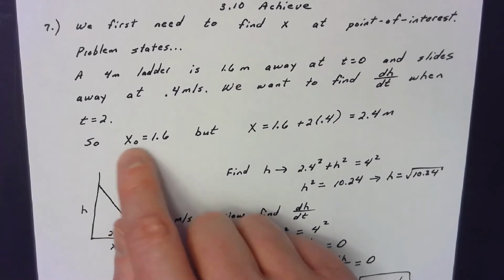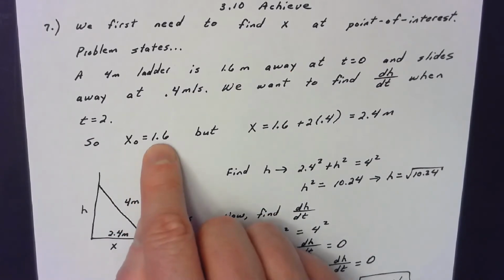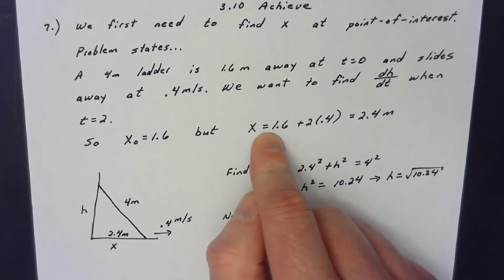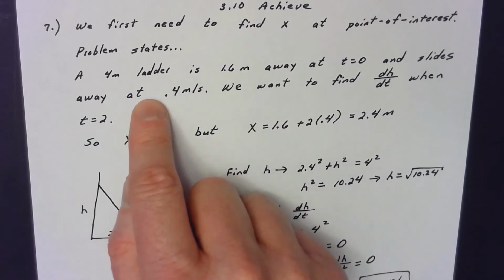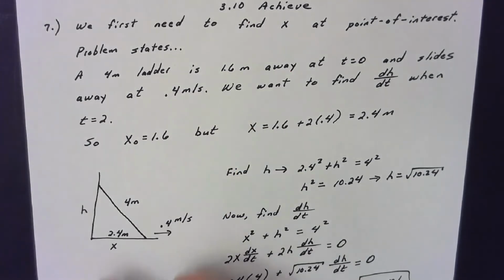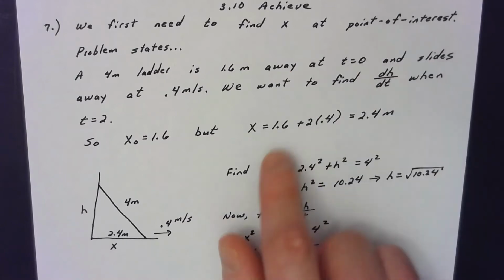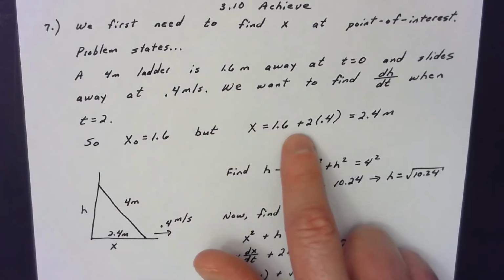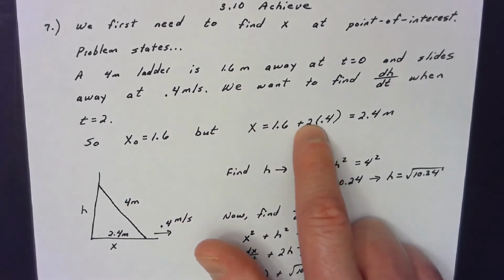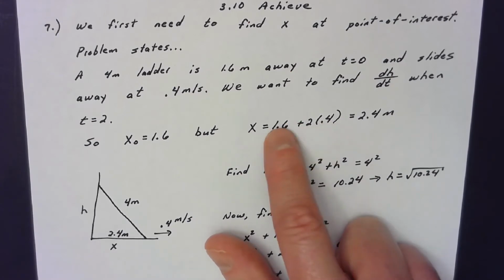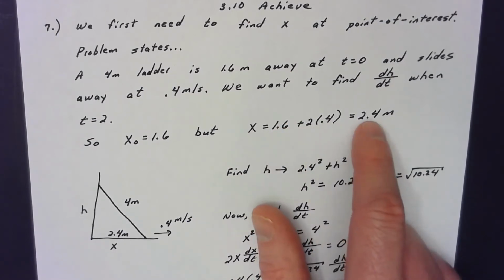So I said, well, my original horizontal displacement was 1.6 meters. But I need to know what's going on 2 seconds later. And I know it says that it's sliding away from the wall at 0.4 meters per second. So the x, which is the horizontal position at the point of interest, is going to be your original horizontal position, 1.6, plus your rate times time, since we're wanting 2 seconds later, so distance equals rate times time. Time is 2 seconds. The rate is 0.4 meters per second. This is going to be 1.6 plus 0.8. I'm getting 2.4 meters there.